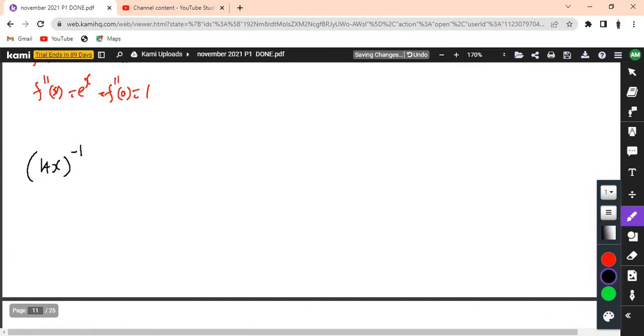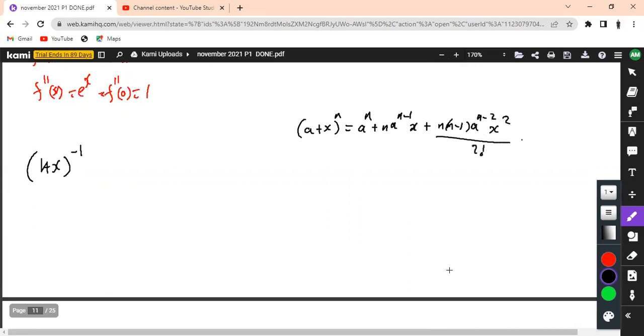Remember that if you are given (a plus x) to the exponent of n, it is going to be a to the exponent of n, plus n times a to the exponent of n minus 1 times x, plus n times (n minus 1) times a to the exponent of n minus 2 times x squared over 2 factorial, and so forth. So that is the concept that you're just going to apply. At least we can just apply it to 3 terms so that it can help us.